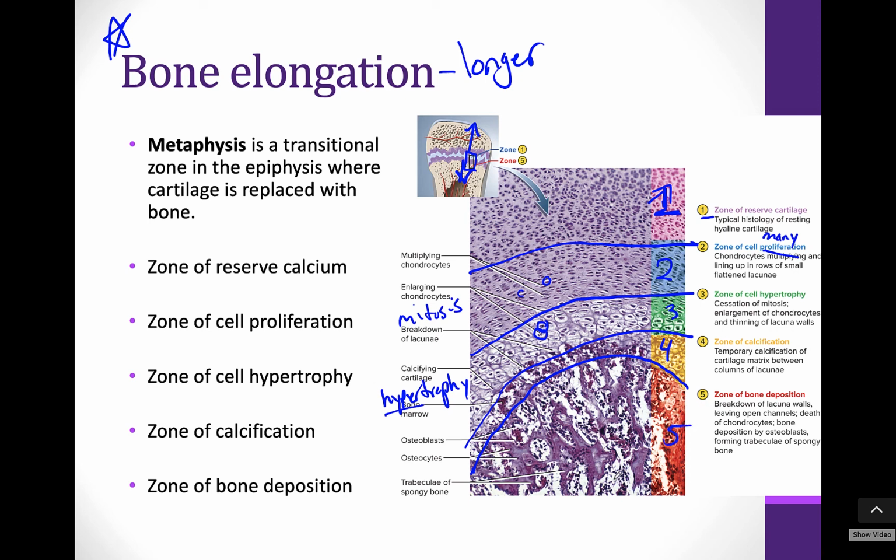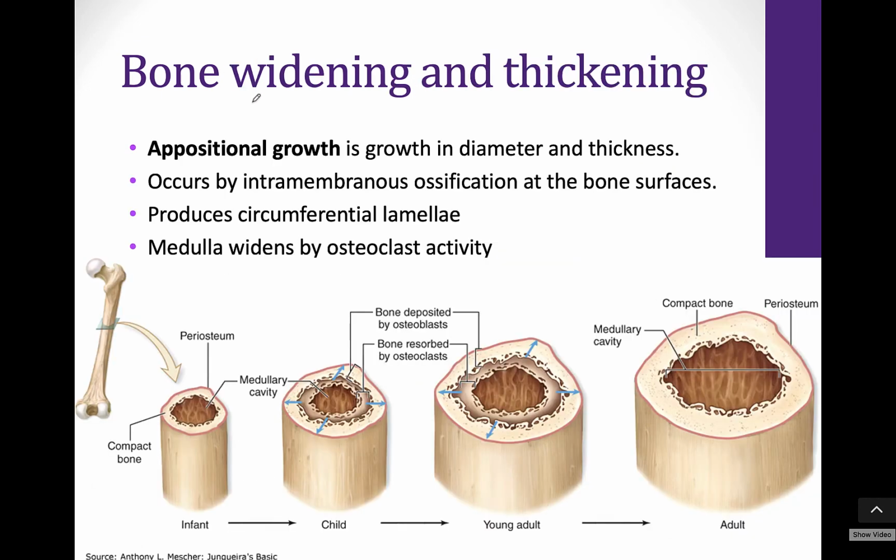And then zone 5 down here is the zone of bone deposition. And this is where the chondrocytes are going to actually die off, and the osteoblasts are going to start to line. So this is going to create spongy bone. And that's why it looks very similar to that intramembranous ossification.